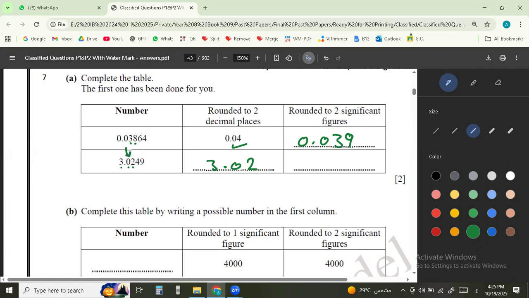So what am I going to do? I'm going to look at the digit after it. It is weak, so it gives it nothing. So it's 3.0. This way, I round it to two significant figures.